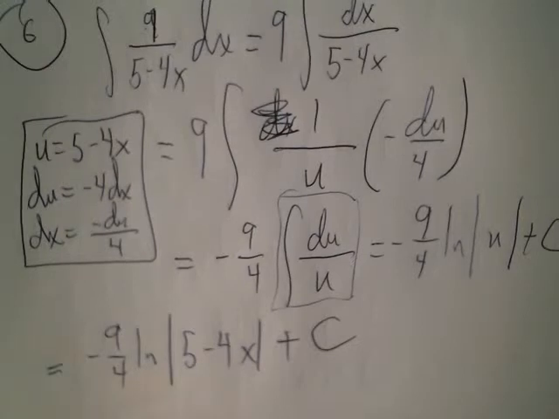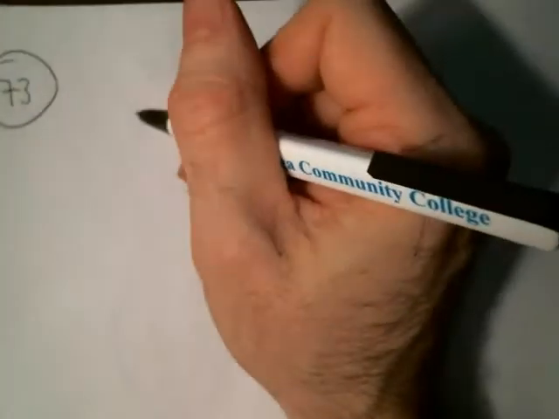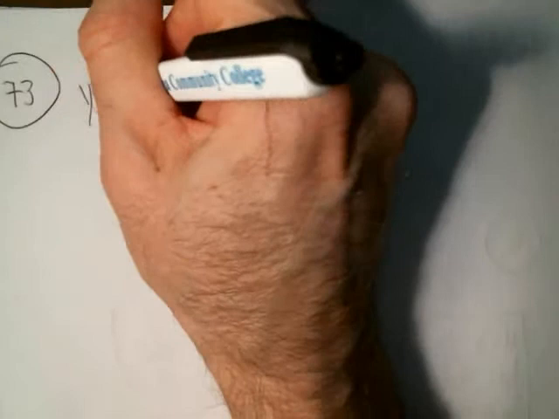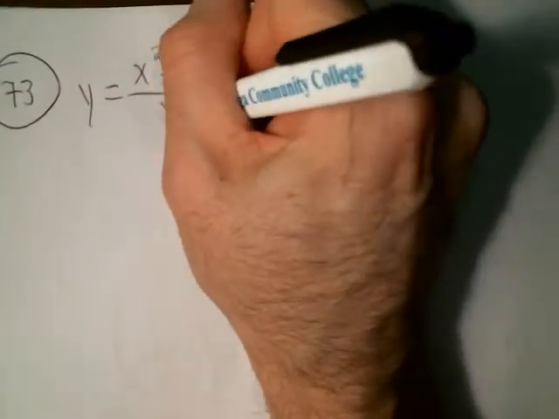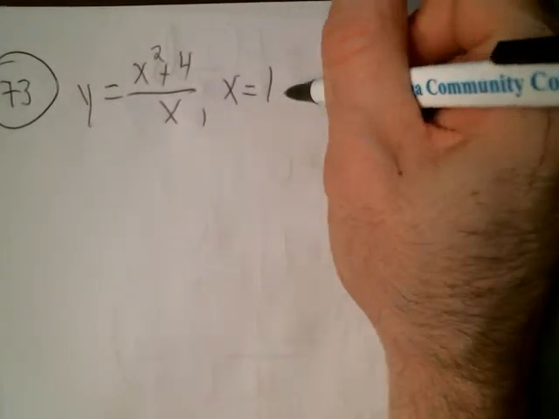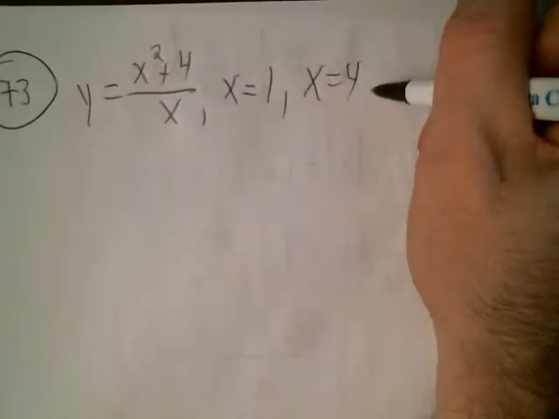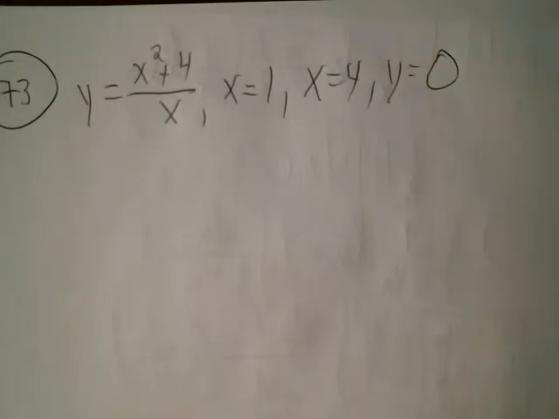Okay, so what are we doing with integrals? Well, sometimes we want to figure out the area underneath the curve, so let's do one of those. So I have problem 73. Find the area bounded by the region y equals x squared plus 4 all over x, x equals 1, x equals 4, and then y equals 0.